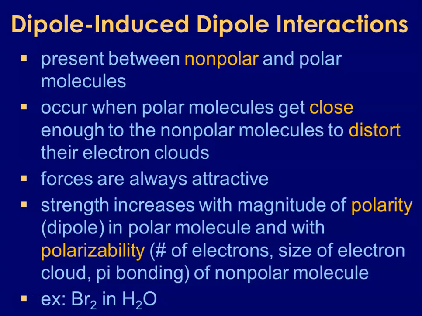You will have a strength increased when it comes to these types of interactions, depending on the molecule's polarity and on the number of electrons that are present in your nonpolar substance, how easily it can be polarized. And that could have to do with the size of your electron cloud, or if there are multiple bonds, pi bonding involved. And so this happens when bromine dissolves in water as well as when iodine dissolves in water.